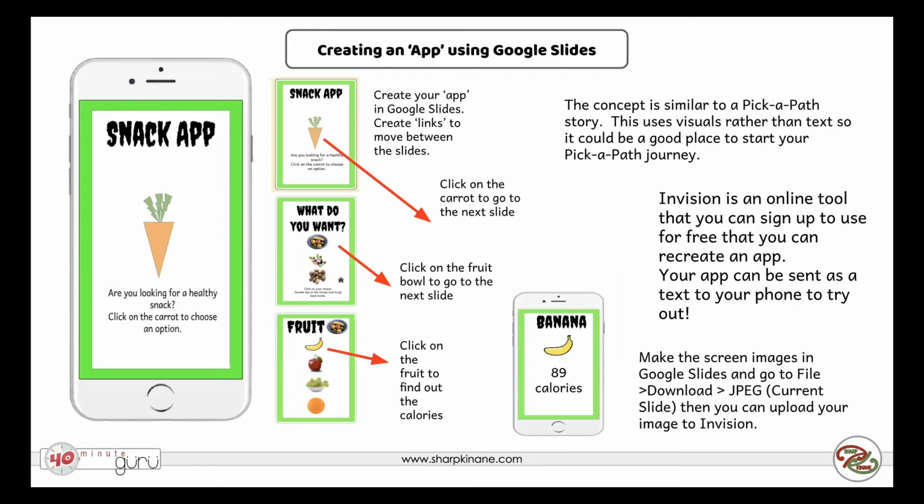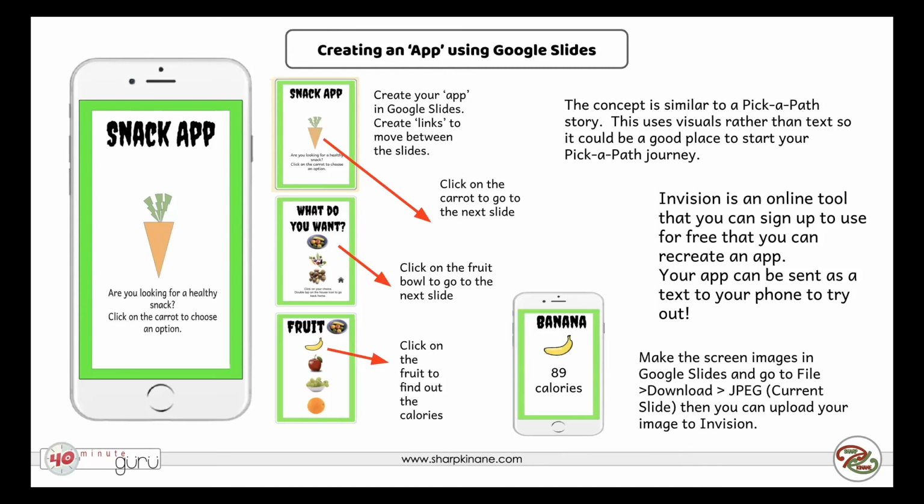This is probably a more simple version of the pick-a-path story, and it could be a good place to start for students to get that whole concept of clicking to the next slide and back again. If you notice on the second slide, what do you want? There's the fruit bowl, the veggies, the seeds, but there's a little house icon. If you click on the house icon, it will take you back to that main page again.